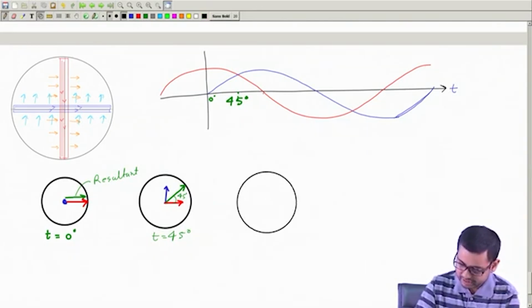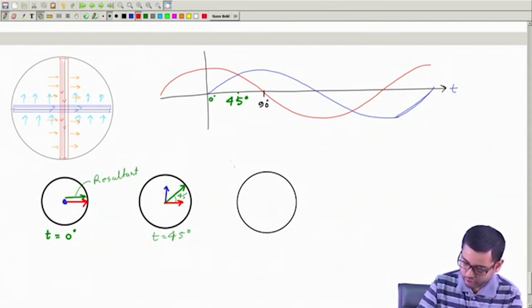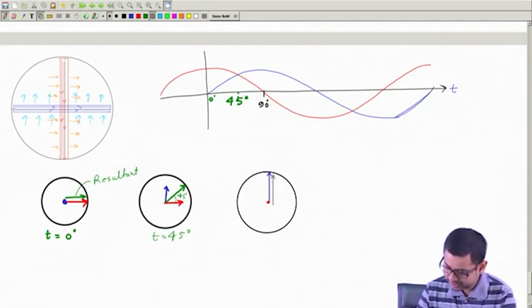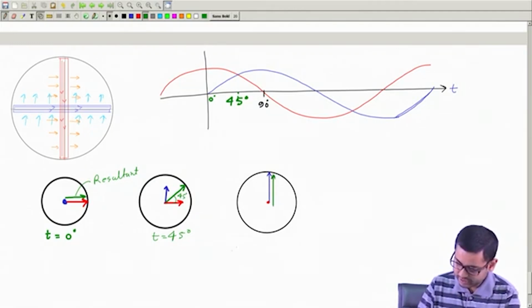Now similarly, let's consider what happens at t equals 90 degrees. Now red flux is 0, blue flux is maximum and positive. So the resultant will be the same as the blue flux, upwards. So this is at t equals 90 degrees.